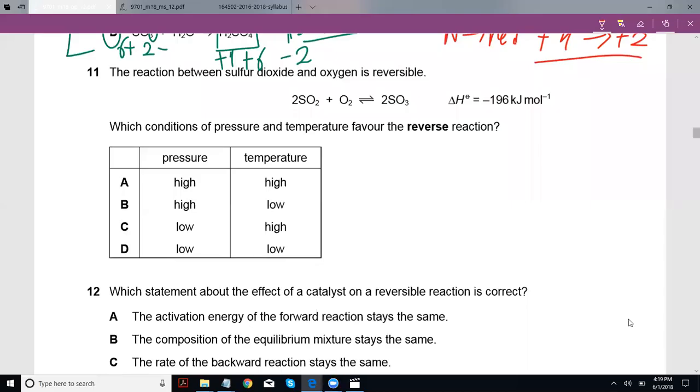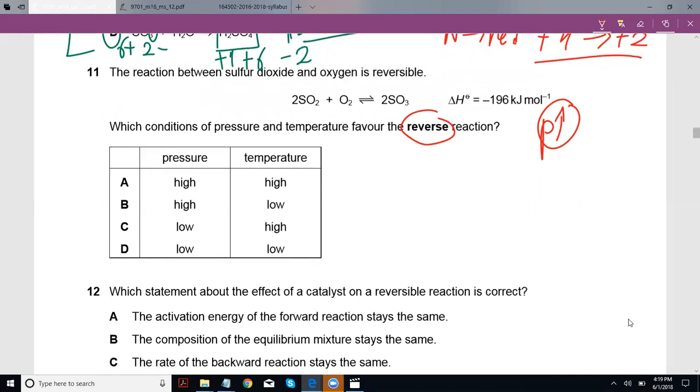So let's continue with our Feb March 18 paper, the next 10 MCQs. All right, so question 11: the reaction between sulfur dioxide and oxygen is reversible, and they've asked the conditions of pressure and temperature that favor the reverse reaction. Now, know that an increase in pressure favors the side that has fewer gaseous moles. In this case, all three substances are gases.